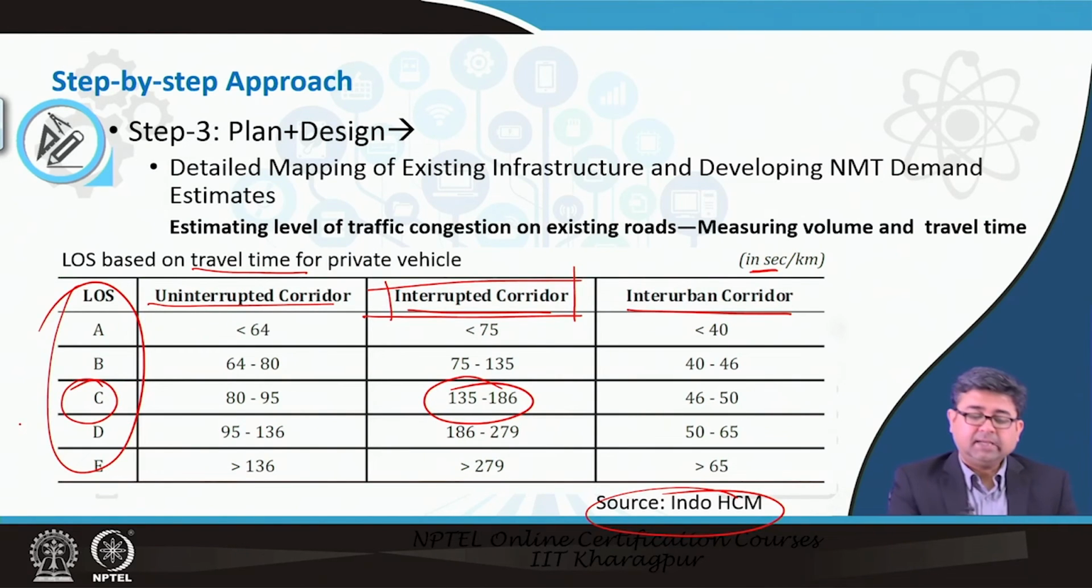So, level of service C means the congestion is at average level, level of service A means your travel speeds are pretty good. So, the congestion there is non-existent, there is no congestion, whereas level of service E would mean there is heavy congestion on your streets.